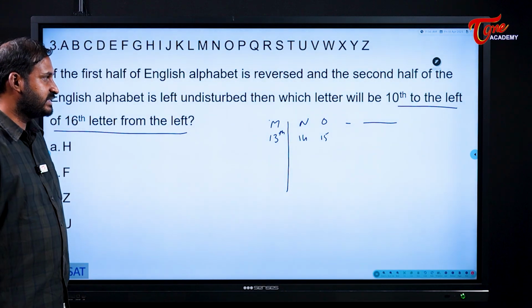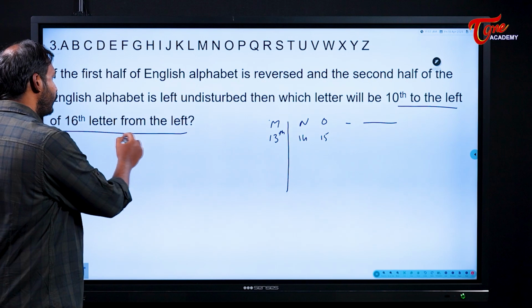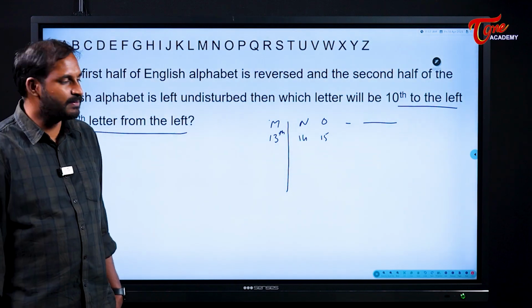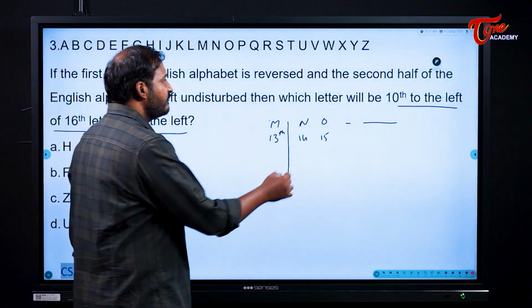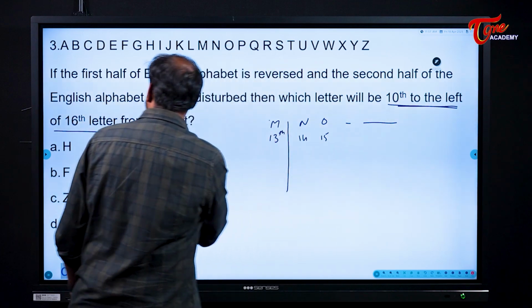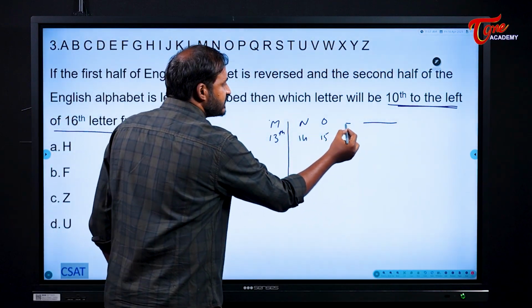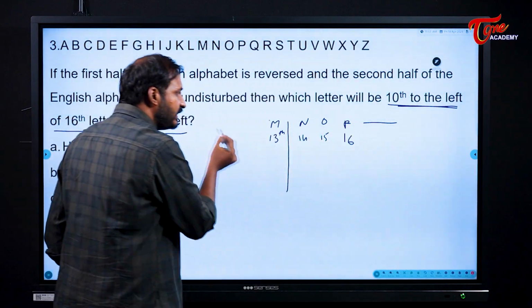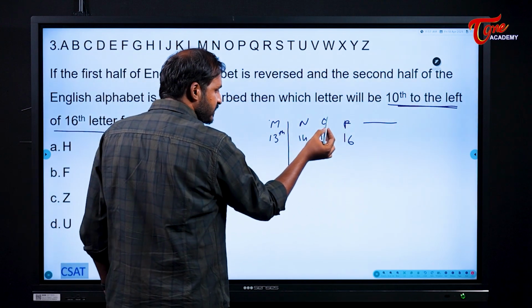From the left, what is the 16th letter from the left? The 16th letter from the left is P. Now next, which letter will be the 10th to the left of the 16th? Now P is the 16th letter. To this I need to write the 10th to its left. So what does it become? See here, students, usually.